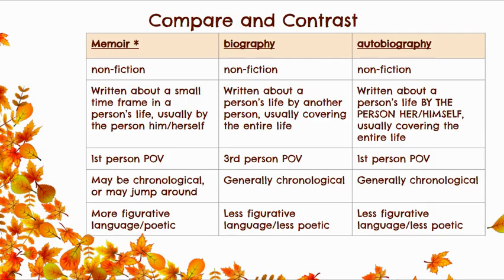Biographies and autobiographies are generally chronological. They follow a timeline that starts at a particular time, maybe birth, and goes to their death, as an example. Memoir may be chronological, or it might jump around. It might start in their old age and flash back to when they were younger, might hit some places in the middle, so it can jump around.